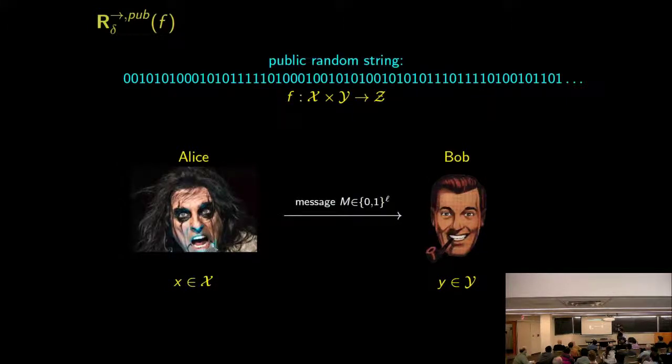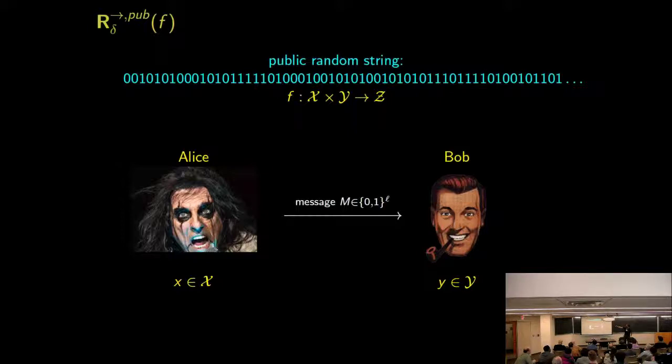And then there are two players, Alice and Bob. Alice gets some little x in this set. Bob gets some little y in that set. And ultimately what they want to do is compute f of xy. And the arrow there means Alice sends a single message, an L-bit message, to Bob, and Bob, based on that message, has to compute f of xy.